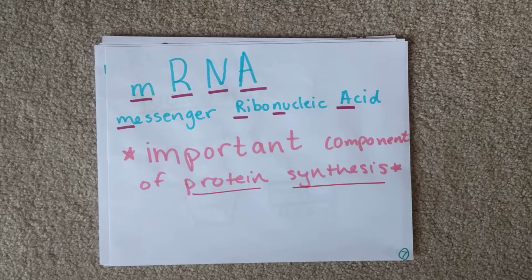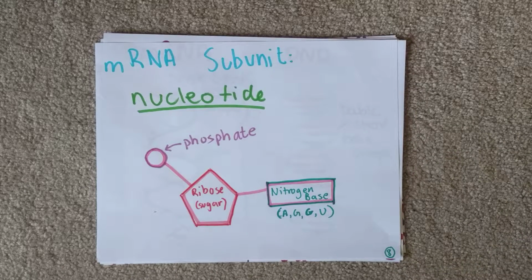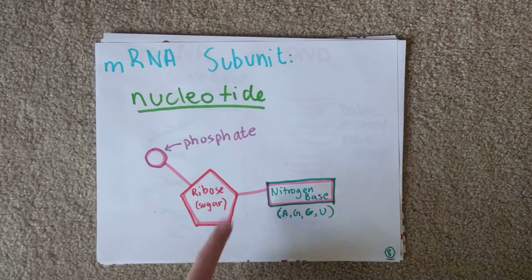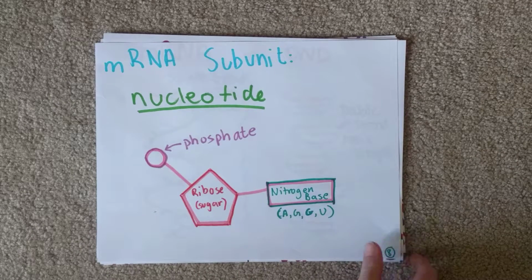Now we're going to talk about mRNA, or messenger RNA, which is another important component of protein synthesis. Just like DNA, all mRNA is made up of a nucleotide subunit. These subunits consist of a sugar called ribose, a phosphate, and a nitrogen base.